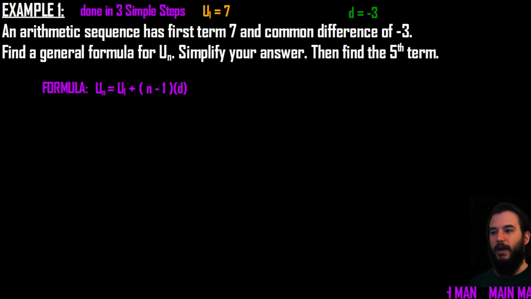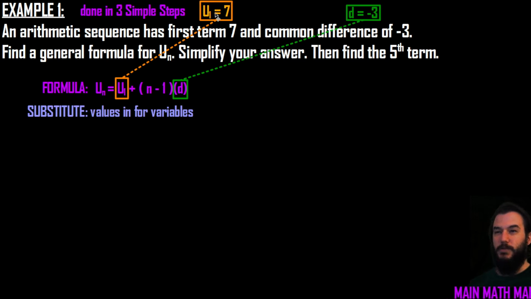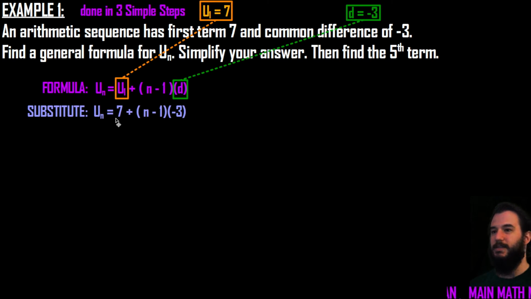Then I want to make sure I can substitute. What I'm substituting is this: I'm taking my values and placing them in for my variables. More specifically, we have our u sub 1 and our common difference. And so I'm going to plug in those values for those variables. And so now I have this equation: u sub n is equal to 7 plus the quantity n minus 1 times -3.